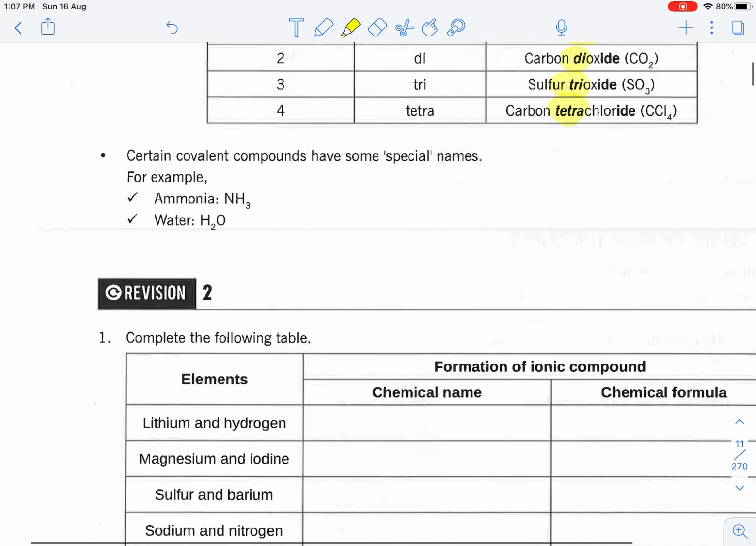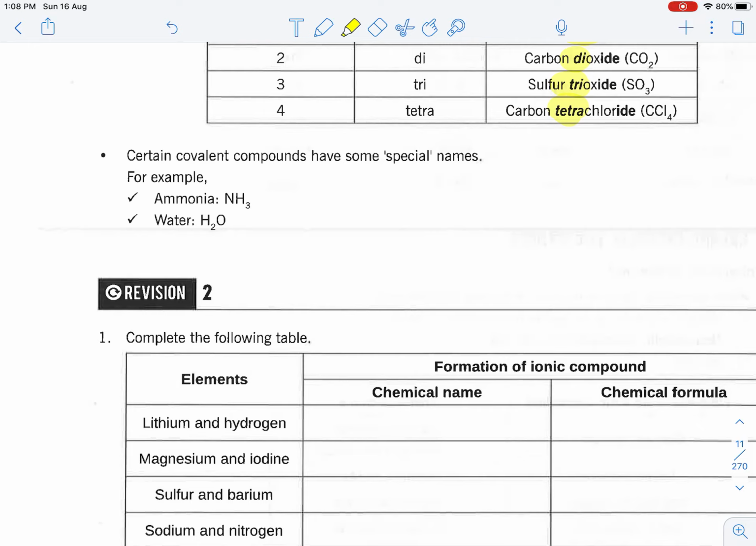There are a few special names given to compounds, like water, H2O. This doesn't follow the naming form. The other one is ammonia, which is NH3 gas. So do take note, ammonium is NH4 plus, and ammonia is NH3.